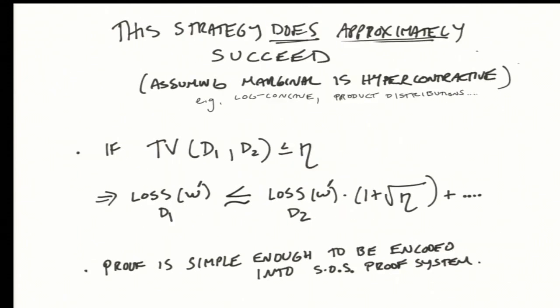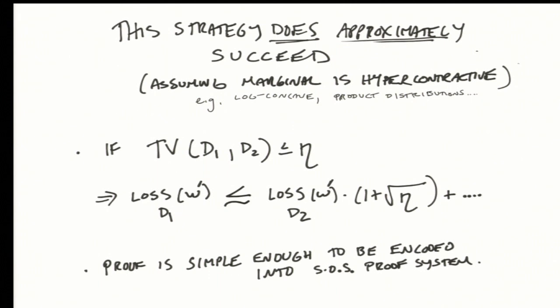Okay, so what we prove is that under an assumption on the marginal distribution, this strategy actually does work. And the assumption that we need to take is something called hypercontractivity. This assumption holds for a large class of distributions, including log-concave distributions, Gaussians, product distributions, non-spherical Gaussians. So it holds for a very general class of distributions.